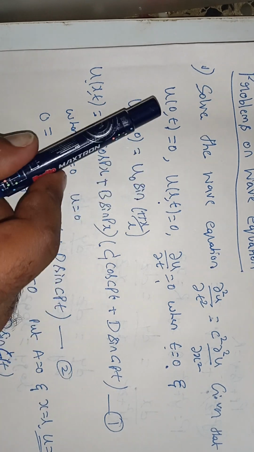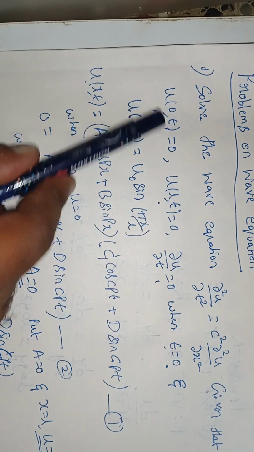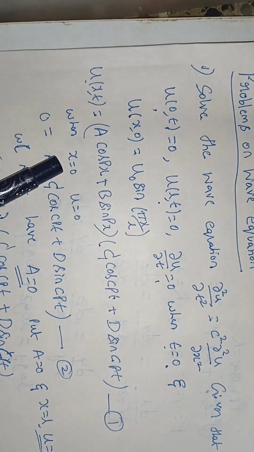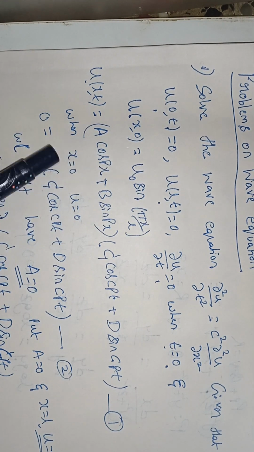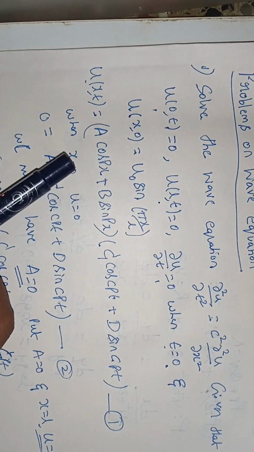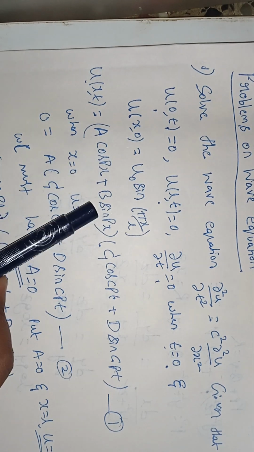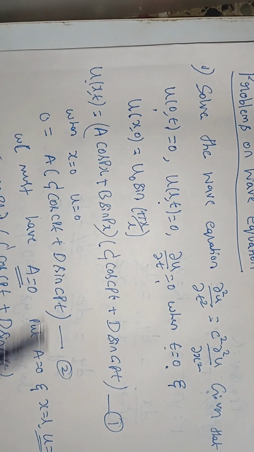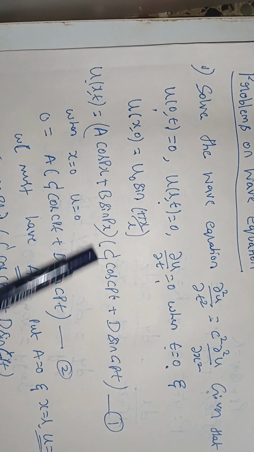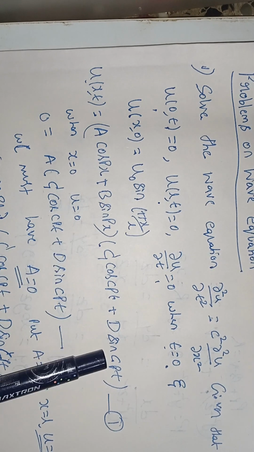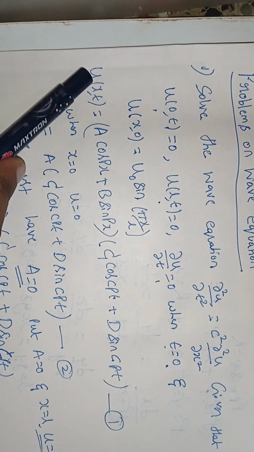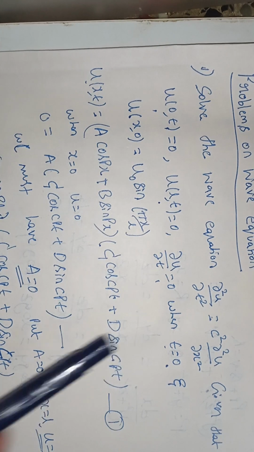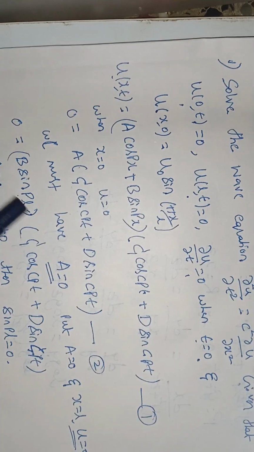In that I will start from the first condition, u(0, t) = 0. That means when x is 0, u is 0. If I substitute x = 0, cos 0 becomes 1, sin 0 becomes 0, and this term remains as it is. When the product is 0, one of the terms is 0. So A is 0, since this term cannot be 0. If this term becomes 0, then 0 into anything is 0, so the solution would not exist.